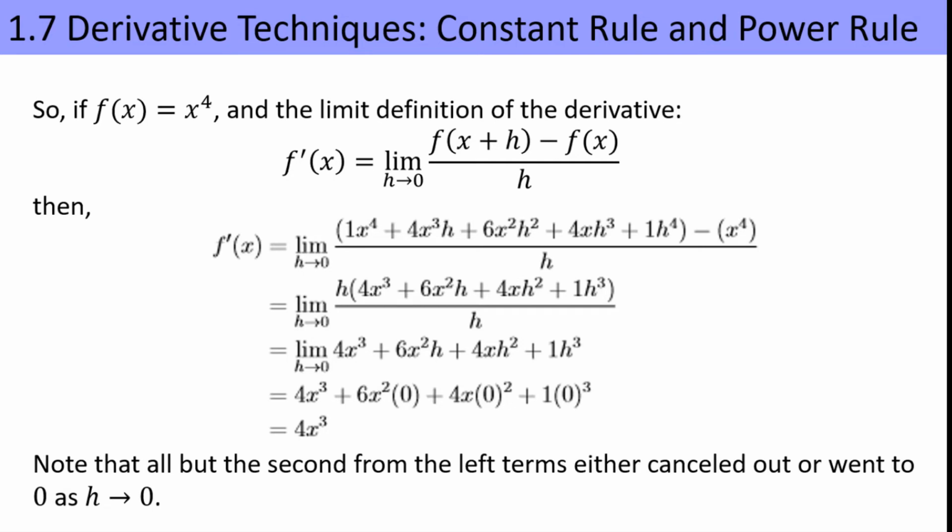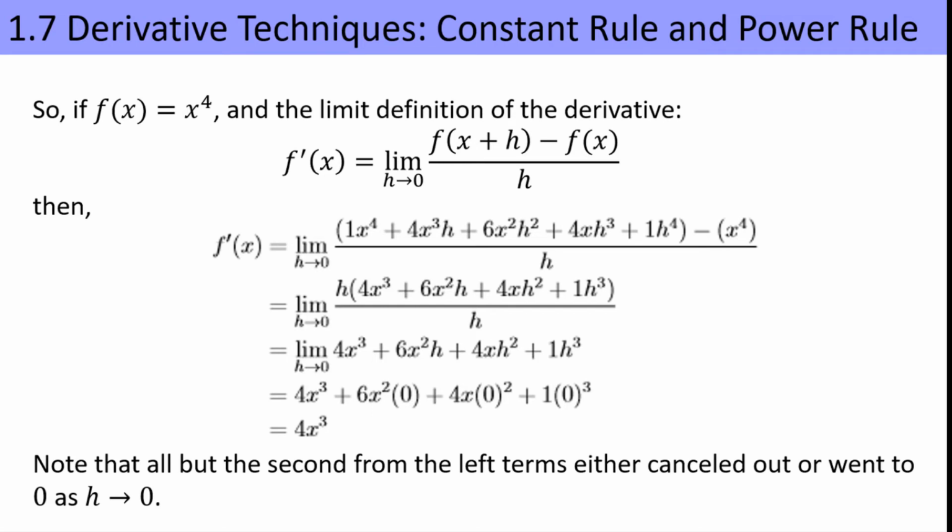Now let's consider this for f(x) = x⁴. Then applying the limit definition of the derivative, we get f′(x) equals the limit as h approaches 0 of, and then gleaning from the previous page using Pascal's triangle, the quantity (x + h)⁴ is 1x⁴ + 4x³h + 6x²h² + 4xh³ + 1h⁴, minus f(x), which is just x⁴.